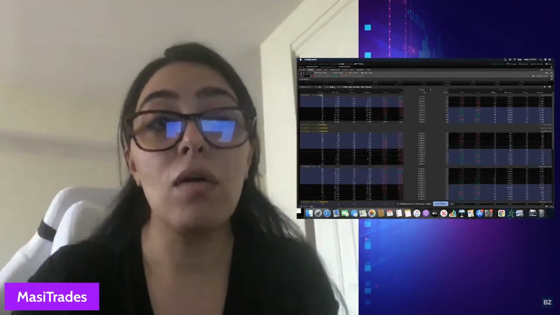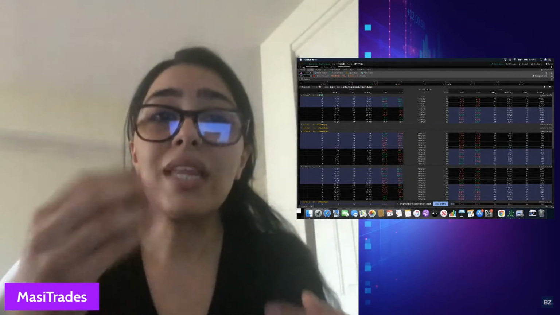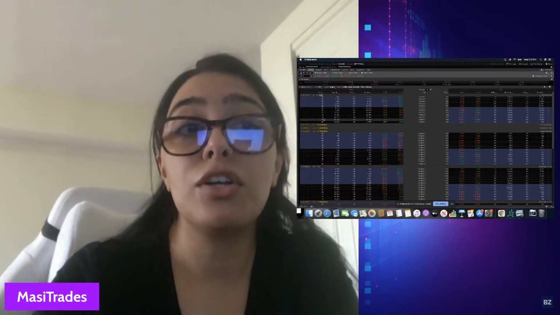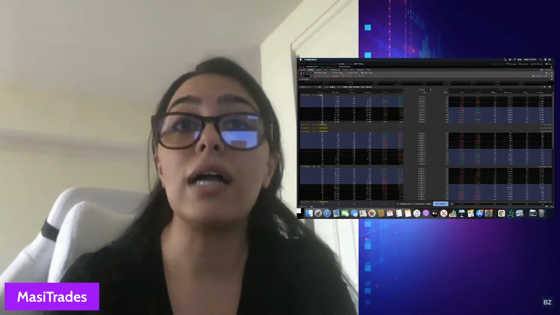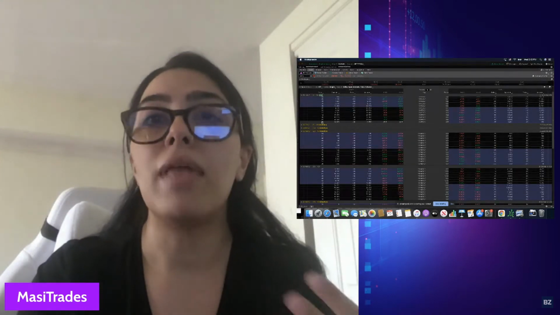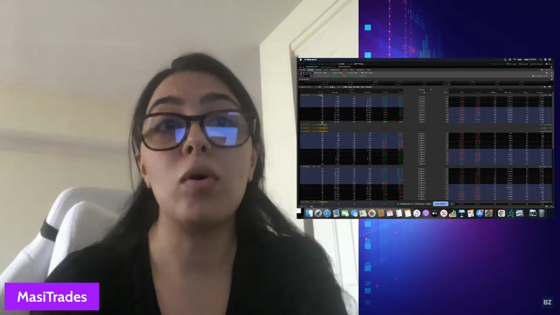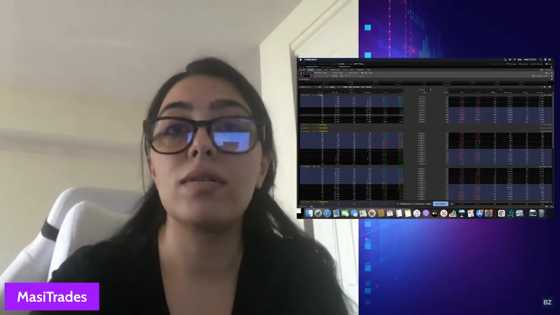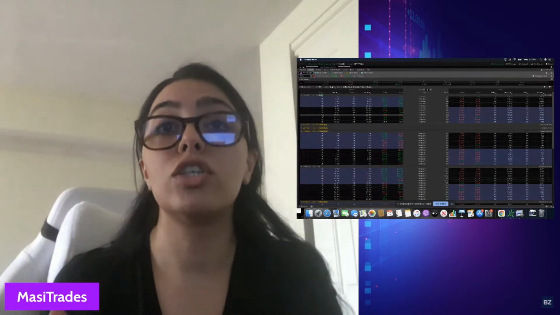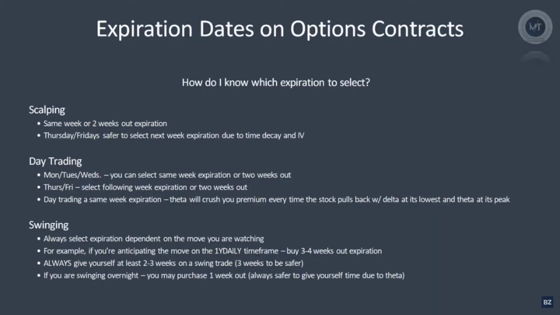With a lower delta and a higher theta, obviously, because of time decay, every time the stock pulls back on a Friday, and because your delta is so low, the stock is going to have to make an even more significant move to the upside for you to make up that premium loss. Or even if you're in a profit, every time the stock pulls back, because of theta and the low delta, the stock's going to have to make an even more significant move, and you could potentially lose the profit that you're making if you want to day trade the same week expiration or even scalp.